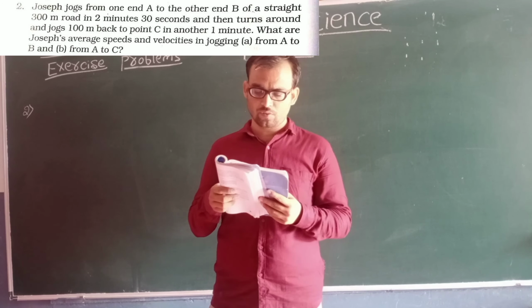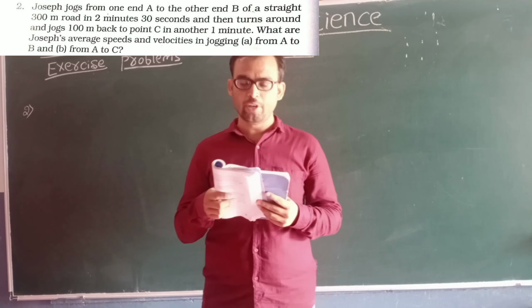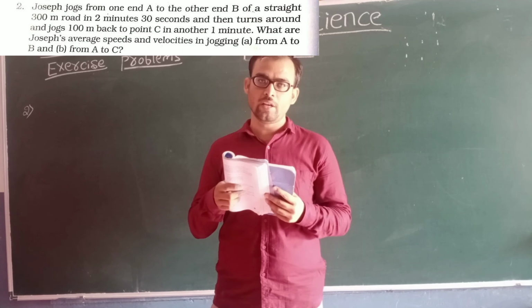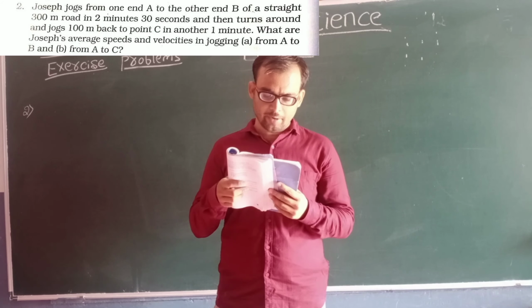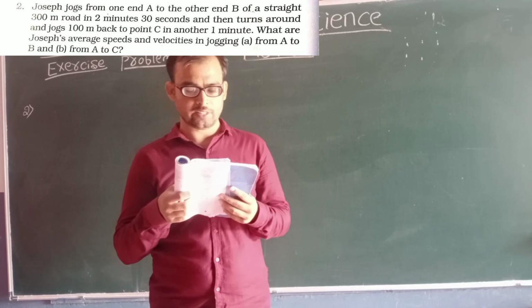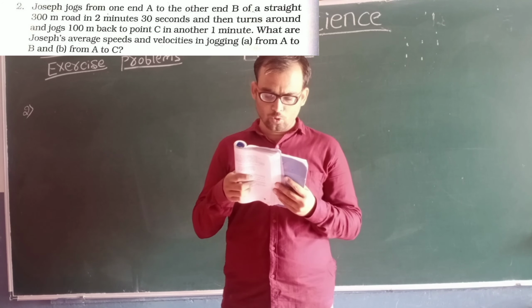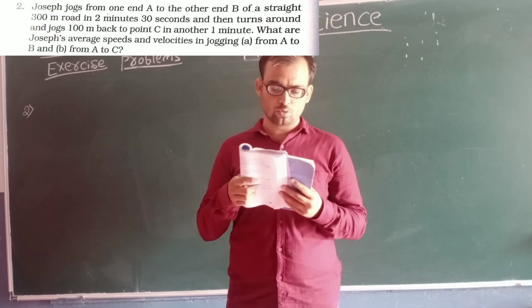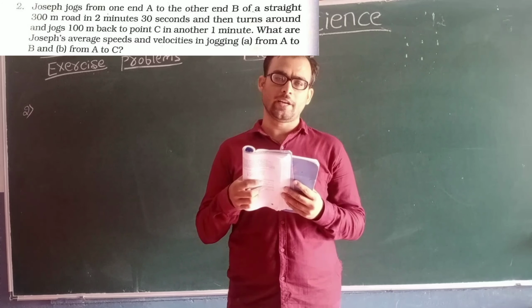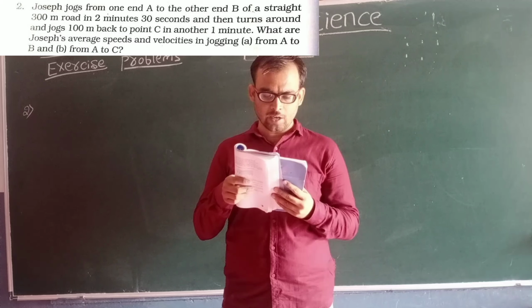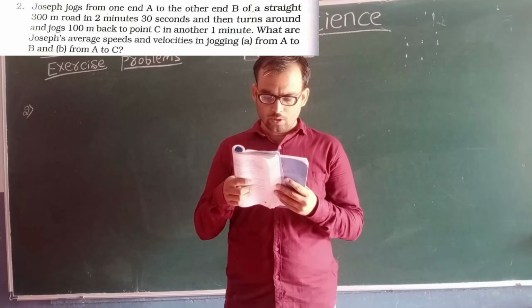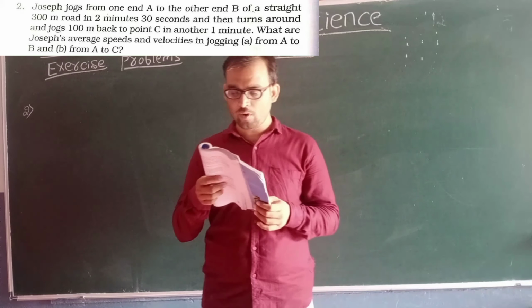Joseph jogs from one end A to the other end B of a straight 300 meter road. So here the distance of the straight line is what? It is 300 meters, in 2 minutes 30 seconds. So to jog from A to B, he takes 2 minutes 30 seconds. Then he turns around and jogs 100 meters back to a point C in another 1 minute.